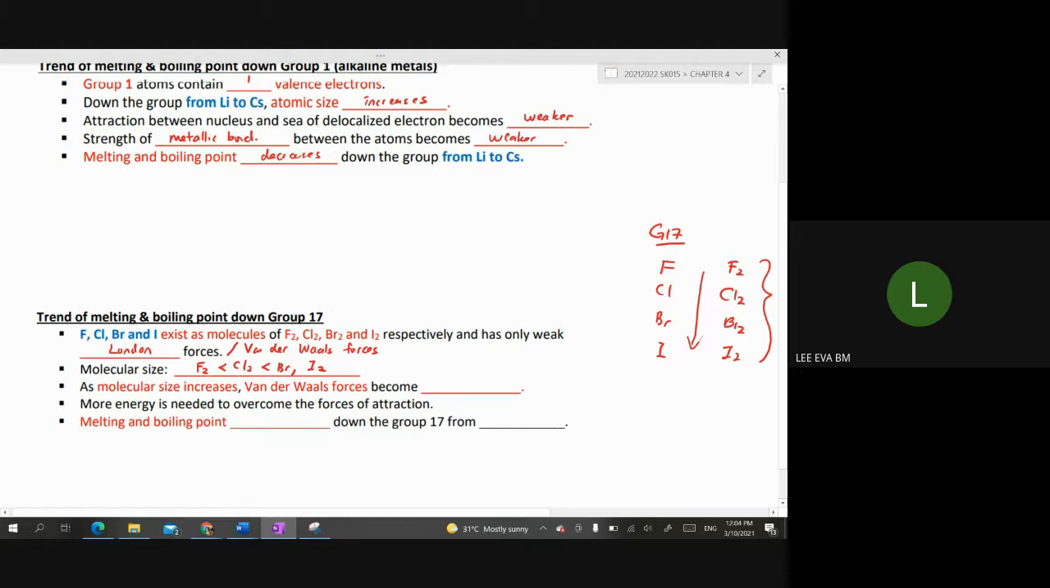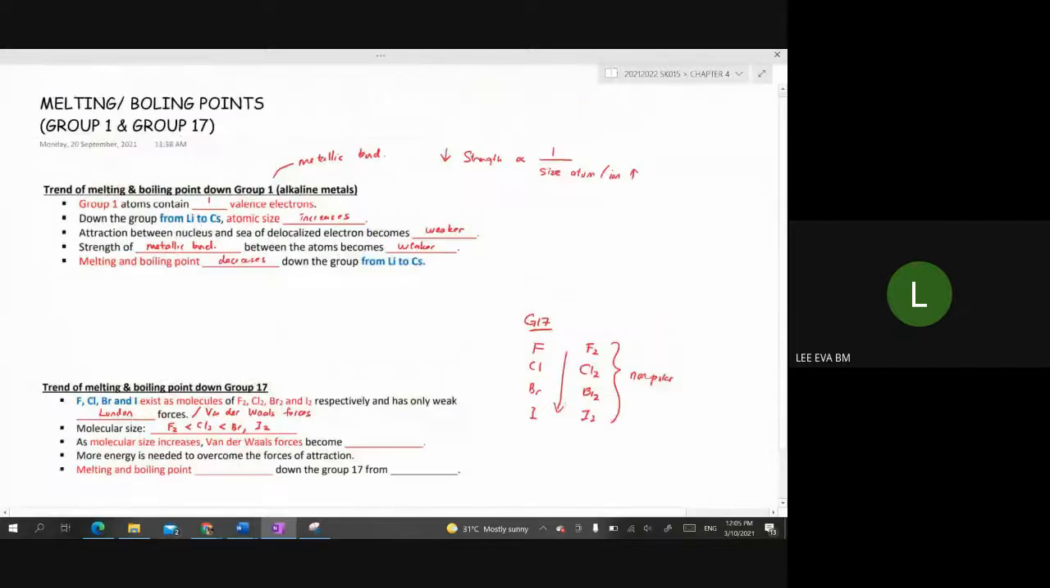So as the molecular size increases, van der Waals forces become stronger. Stronger or weaker if you got bigger size? Weaker? If we talk about van der Waals, stronger. Stronger. Okay, we revise a little: just now was the strength of metallic bond.